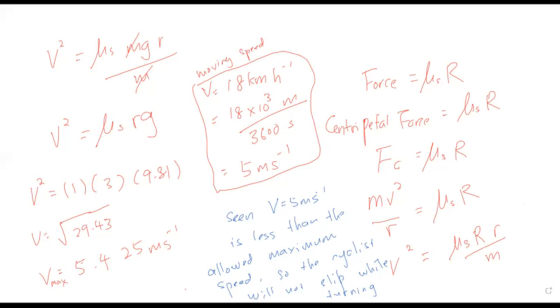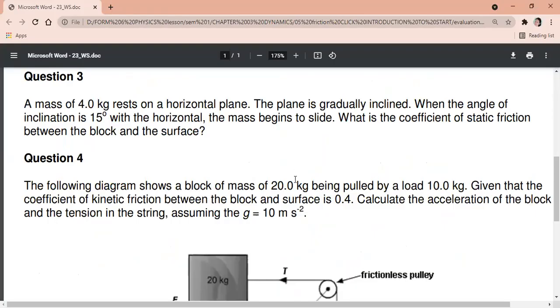Next, we move to question number 3. Let's go to question number 3. A mass of 4 kg rests on a horizontal plane. The plane is gradually inclined. When the angle of inclination is 15 degrees to the horizontal, the mass begins to slide. So that means it starts to move, yeah? So what is the coefficient of static friction between the block and the surface?